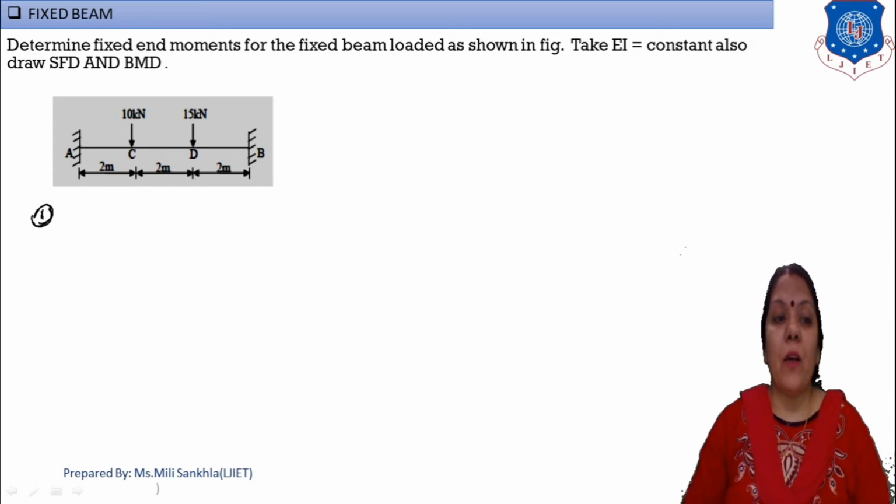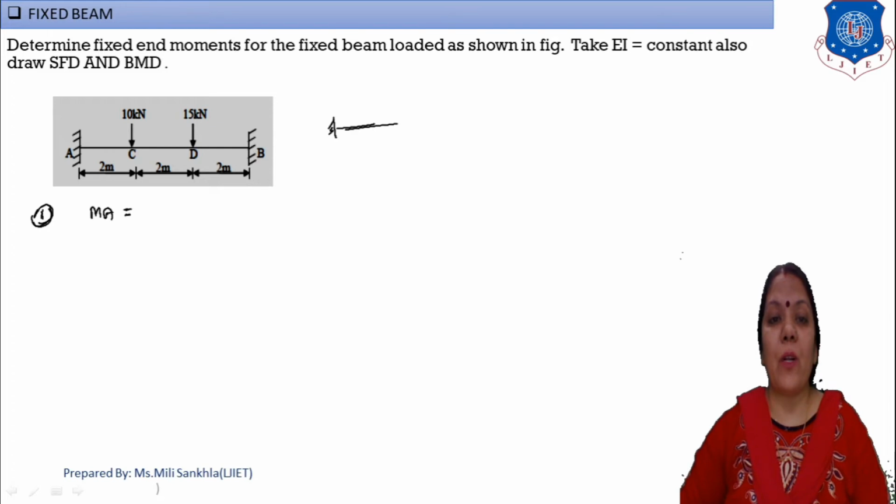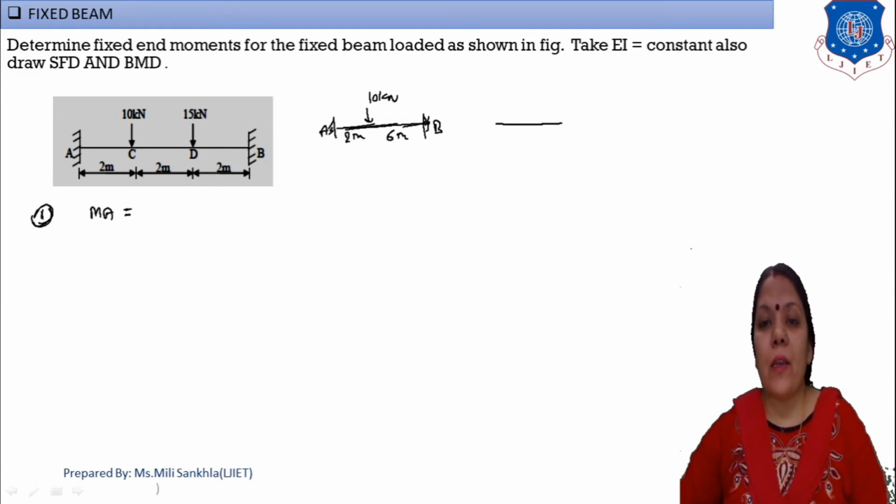Okay, right here, first fixed end moment MA is equal to, here I draw two figures separately. In the first case, the loading given is 10 kilonewton. I separate the two loadings: this is 2 meter, and the remaining distance is 6 meter. This is our A point and this is our B point. Now again draw the second figure. Our second load is 15 kilonewton, this distance is 4 meter and the given distance is 2 meter.